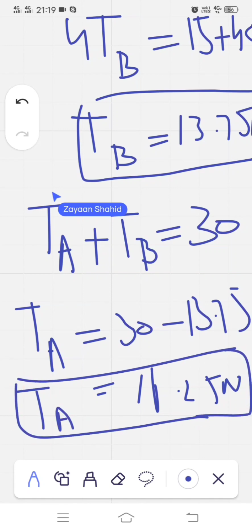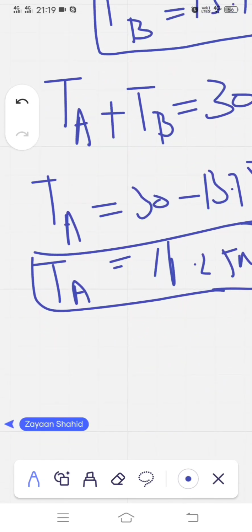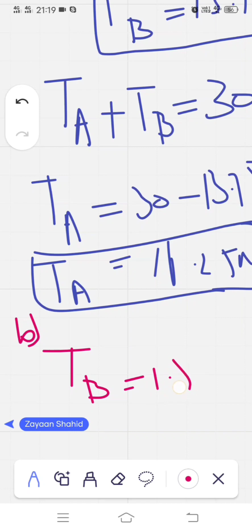So now the B part of this question is, the particle is moved so that the rod remains in horizontal equilibrium with the tension in the string B being 1.5 times the tension in the string A. Now the value of TB is given. Find the new distance of the particle from A. Now we need to find out the distance.